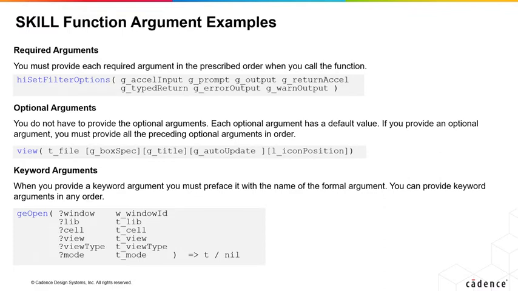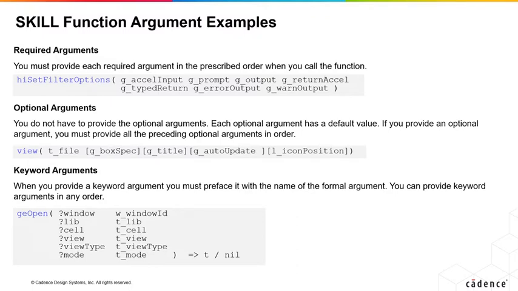So the example command here is the view command. The one required argument is the file, because what view will do is take the file that you specify and pop it up in a window for the user to view. Now optionally, these additional arguments here have square brackets around them. You can specify a box spec, which is the size of the window, a title. So by default, you would have a title for the window that would be the file name, but you could specify a different title here.